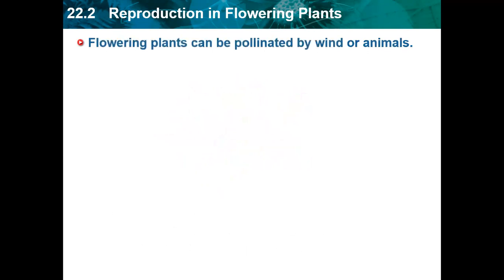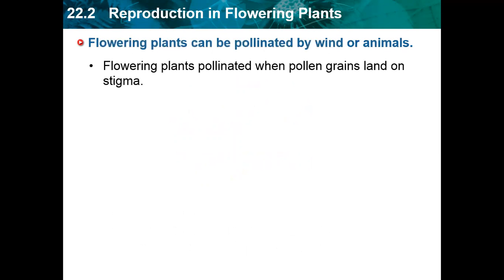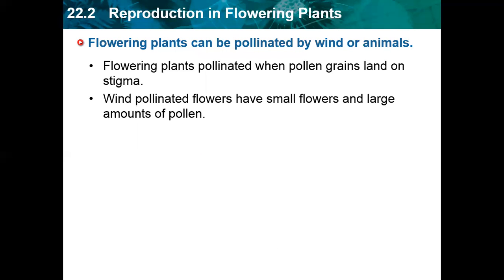And also, flowering plants are pollinated when pollen grains land on the stigma. Wind-pollinated flowers have small flowers and large amounts of pollen.